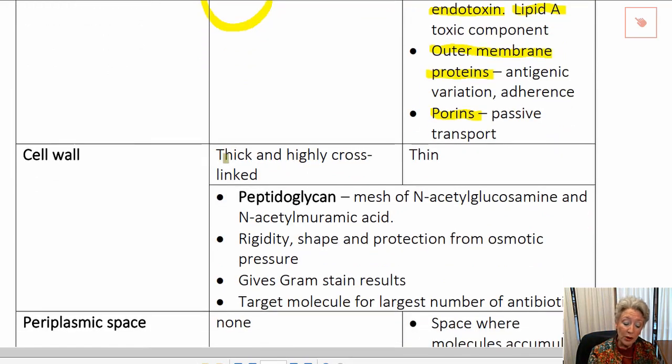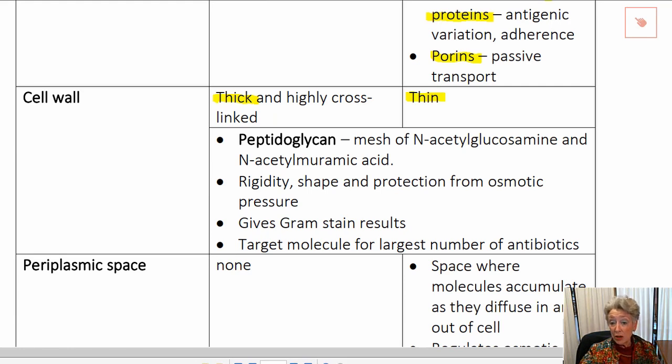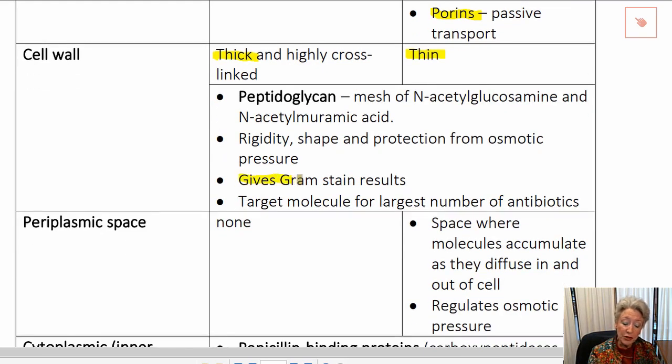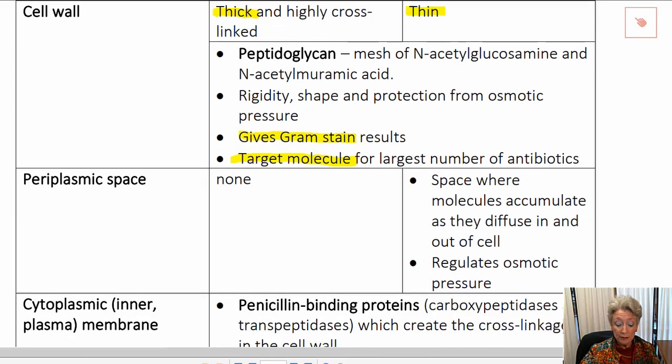The cell wall, we already spoke about the difference between the thickness and cross-linkage, very thick in a gram-positive, thinner in a gram-negative, but made of the same molecule. This is the layer of the bacterial cell that gives it its shape and its protection from osmotic pressure. It's also the region that gives it its gram stain result, and probably, if you simply counted up the number of antibiotics that we have, it is the region that we target with the greatest number of antibiotics. We'll talk about those in a moment.